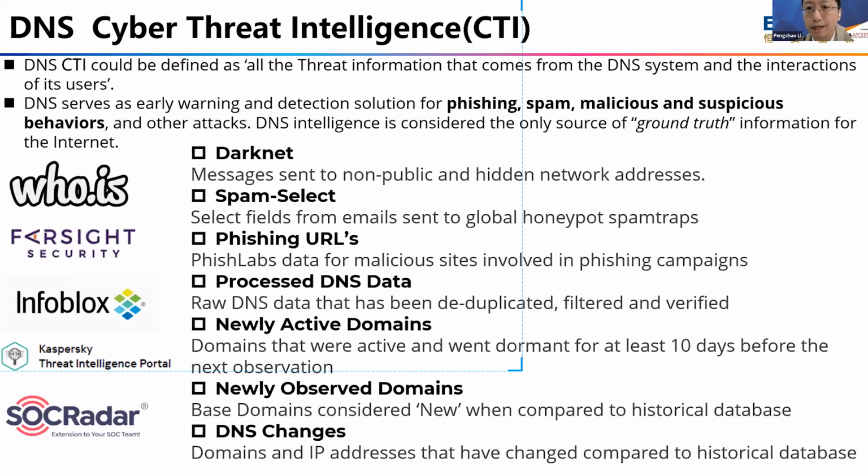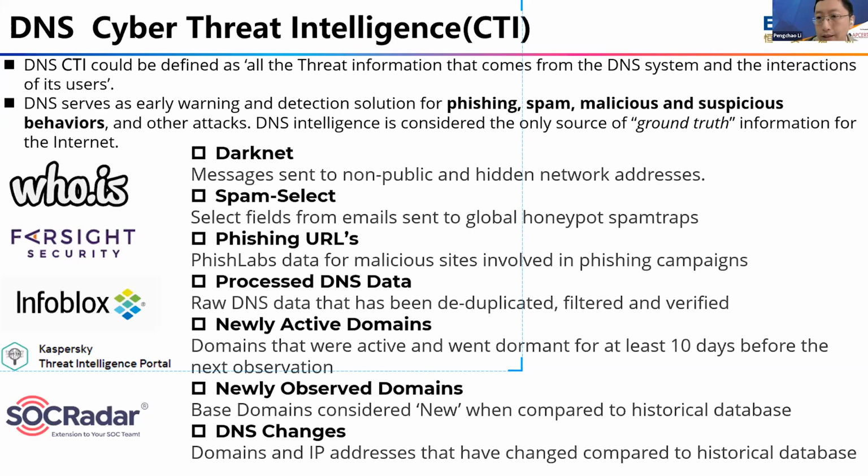Well, nowadays, red teams and blue teams are exploiting cyber threat intelligence, CTI, as a weapon. CTI plays a key role in attack hunting related to DNS as well. DNS CTI could be defined as all the threat information that comes from the DNS and the interaction of its users. DNS serves as an early warning and detection solution for phishing, spam, malicious and suspicious behavior, and other attacks. DNS intelligence is considered the only source of ground truth information for the internet.